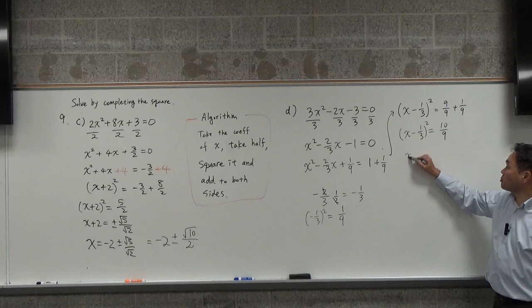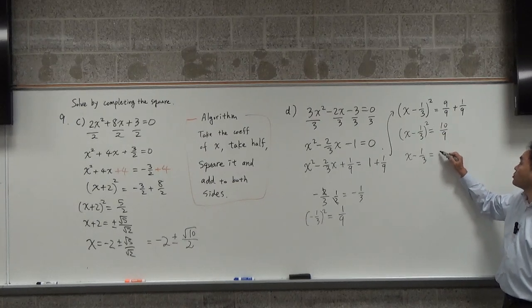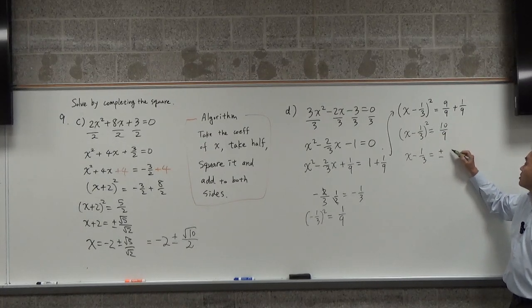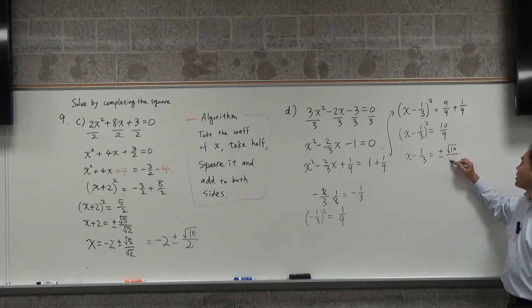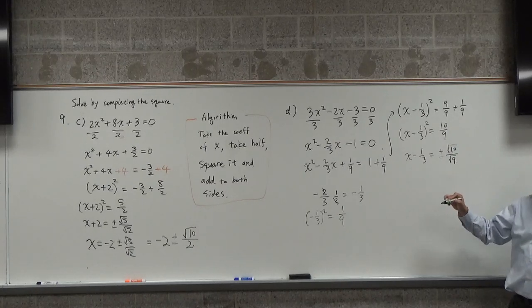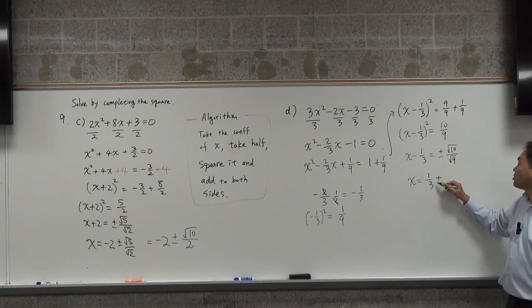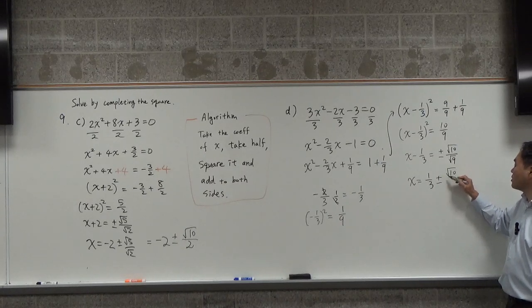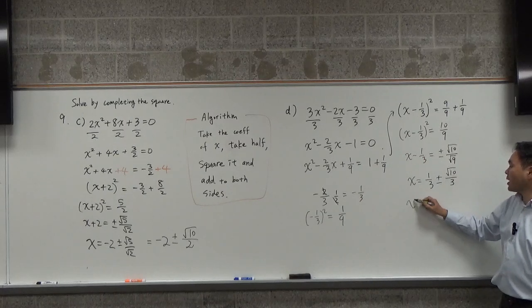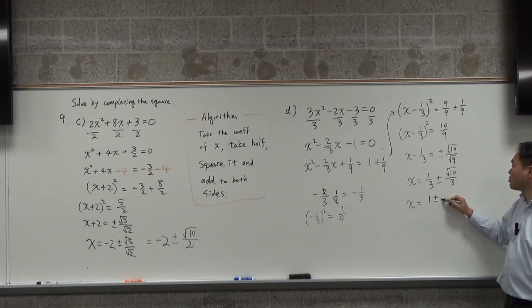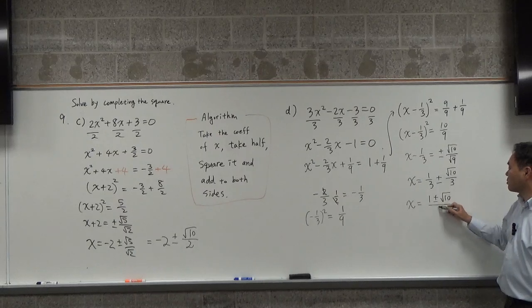Now take the square root of both sides, which gives you plus or minus square root of 10 over square root of 9. What's square root of 9? 3. So you have x equals 1/3 plus or minus square root of 10 over 3. Therefore, x is equal to 1 plus or minus square root of 10 over 3.